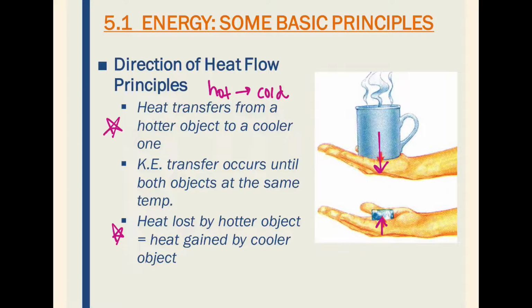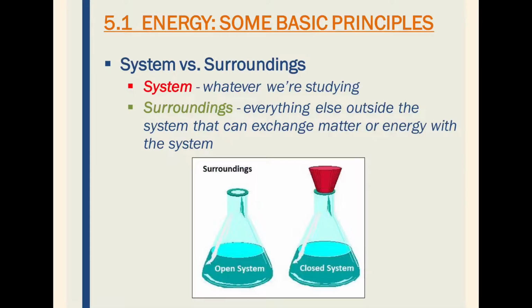So you hear me mention the phrases surroundings and system, just to make sure we have those clear. The system is what you're studying. So essentially that's kind of the environment that's being studied, where the reaction's occurring or where the heat transfer is occurring. And then the surroundings are everything else. The surroundings are everything else outside of the system that can still interact with the system. We can have heat flow between them, but it's not what you're studying.